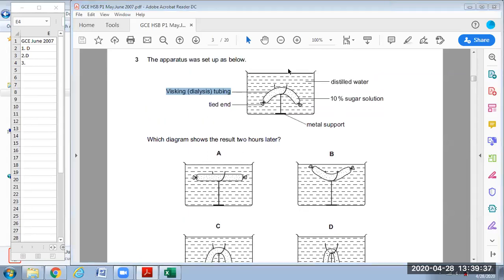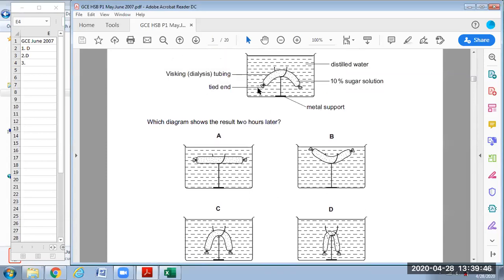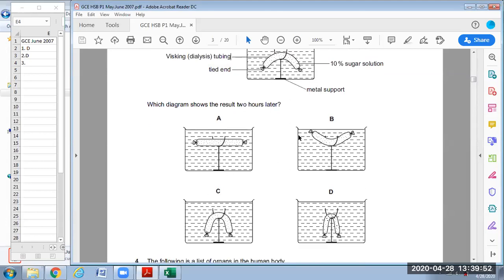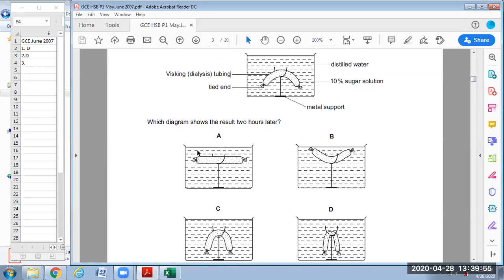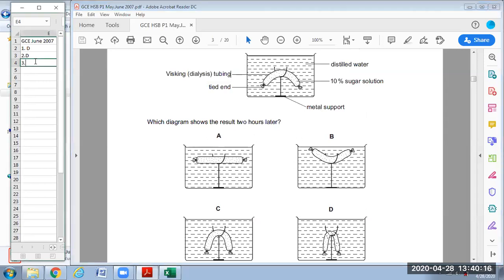Miss, B, because it's looking more like upright. It tied, it have a metal support. Looking at A as well. Which one looking bigger? B, because it curved. But the water in the container is supposed to drop a bit. This water here going up. This water looking higher. This one looking lower here. All right, so the best answer there is B. Number 4.